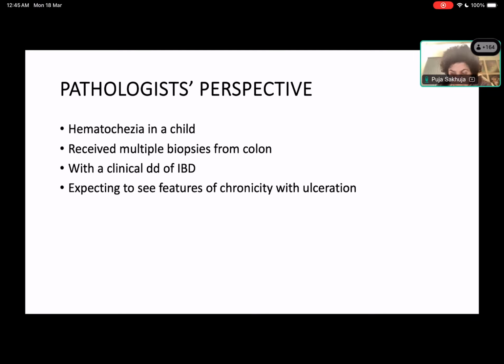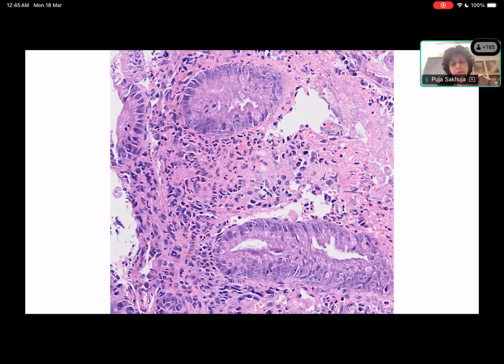Now, if we were to say that this is IBD, what are the features of IBD that we should be looking for in a biopsy? What are the features of IBD besides what we have seen in this biopsy? It's important to know what we are not seeing to rule out IBD or Crohn's disease. Crypt distortion, and activity, crypt abscess. What are the features of chronicity and what are the features of activity?